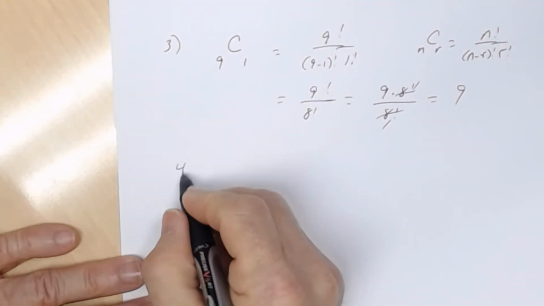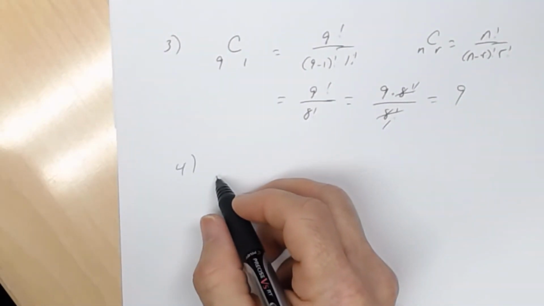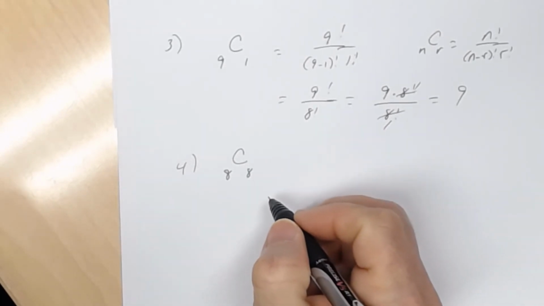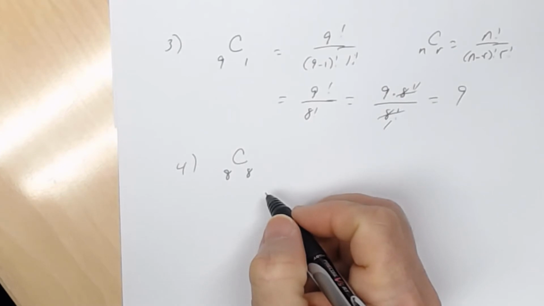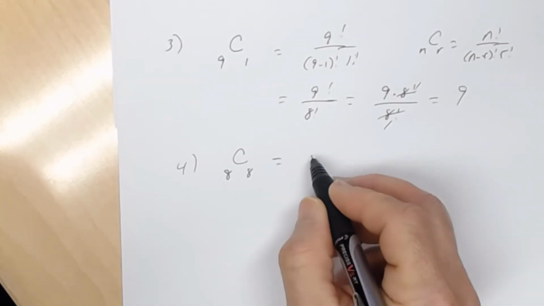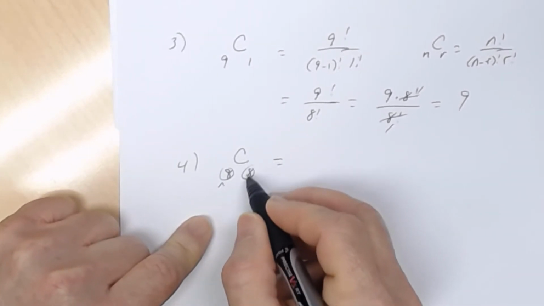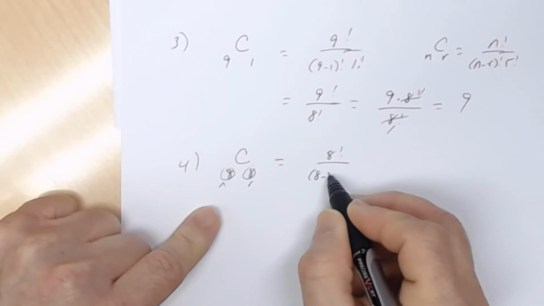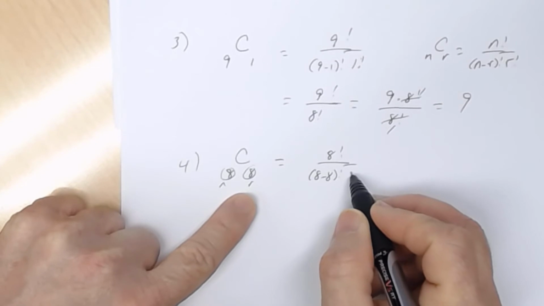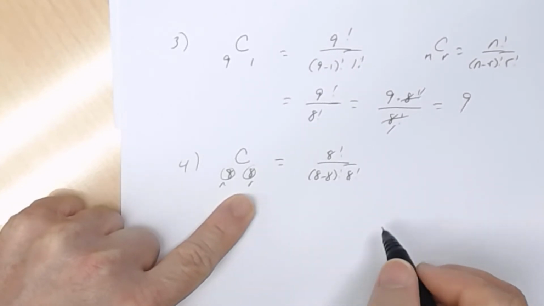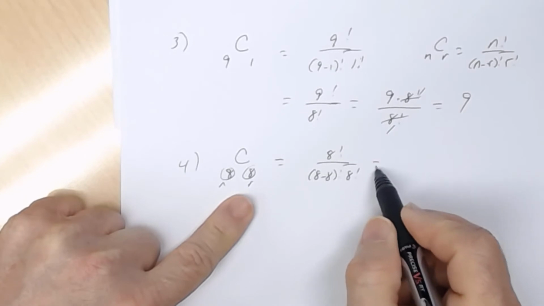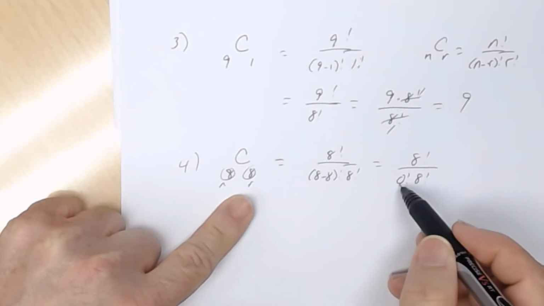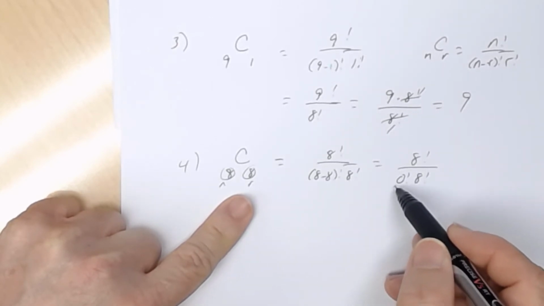Number 4, let's suppose you had the number of combinations of 8 items taken 8 at a time. All right, well, remember, this is your n, this is your r. So that's going to be 8 factorial divided by (8 minus 8) factorial times r factorial, and r is 8, so that's 8 factorial. Well, 8 minus 8 is 0, right? So that's 8 factorial divided by 0 factorial times 8 factorial. But what is 0 factorial? 0 factorial is 1.